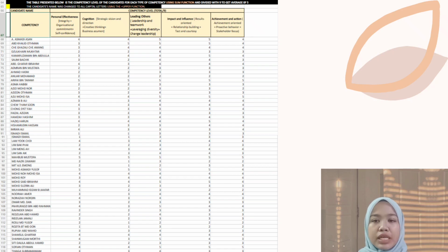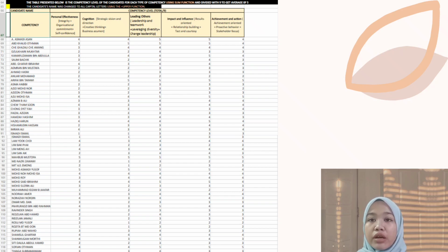So today I will present about question 1, part B. The table presents the competency level of candidates for each type of competency. To get the competency level, we can use the sum function and divide it by 9 to get an average of 5. To get the competency level, we should add the dimensions.